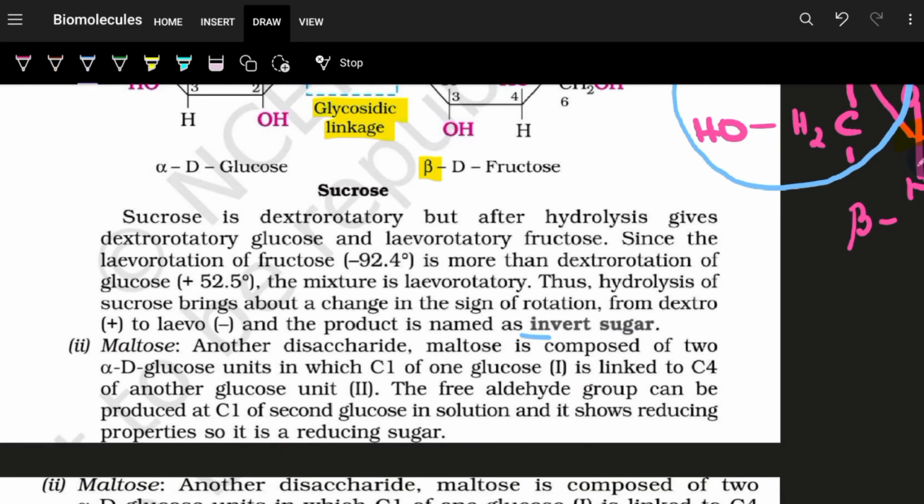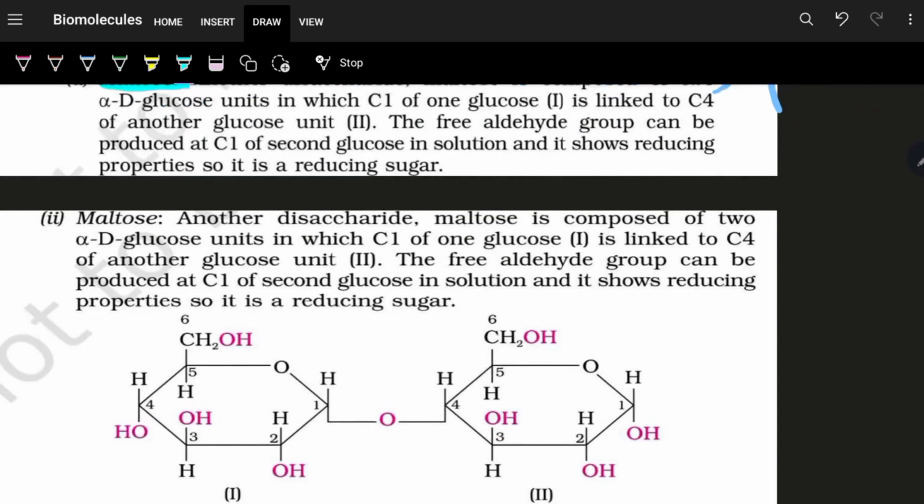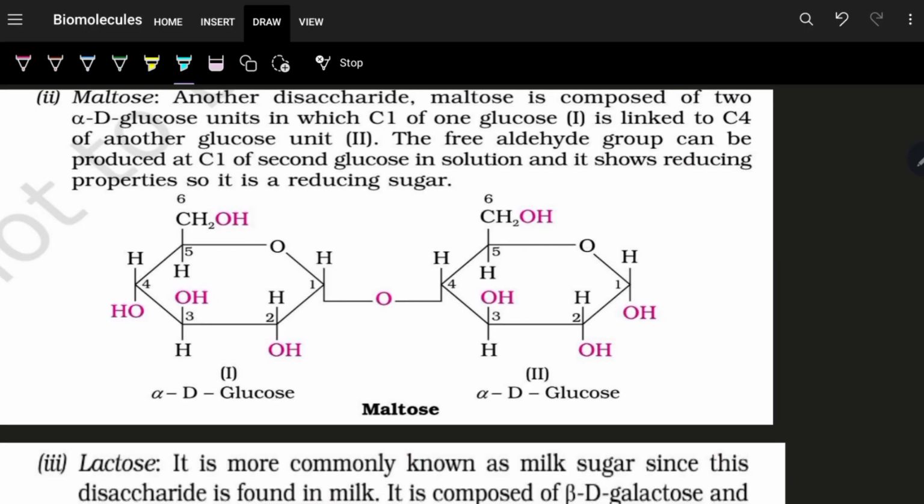Next, I have already told you why it is invert sugar. Because the hydrolysis of sucrose brings about a change in the sign of rotation, means optical rotation. Do mention optical rotation. Moving on to maltose. Maltose is a disaccharide. On hydrolysis, what does it give? It gives 2 units of alpha-D-glucose. So the monomeric unit is same, but 2 such units are obtained.